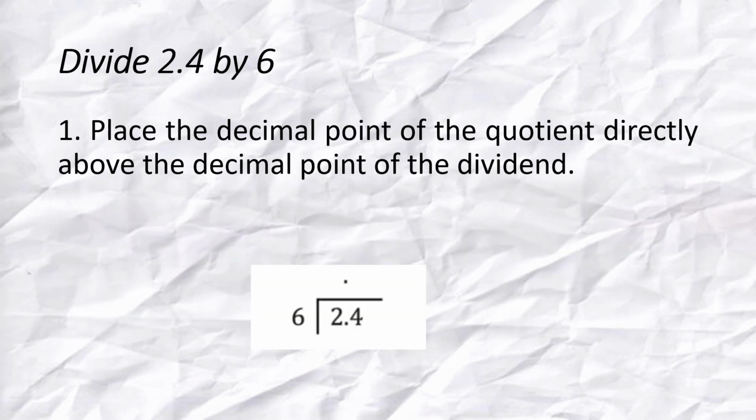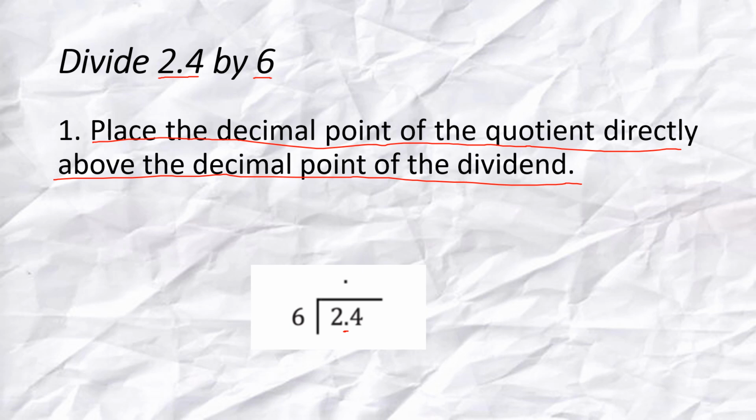Divide 2.4 by 6. Take note that the first number here is your dividend, which is 2.4, while the second number is your divisor, which is the number 6. For step 1, it says here, place the decimal point of your quotient directly above the decimal point of your dividend. So as you can see here, the dividend is 2.4, and then at the top, which is the place where you write your quotient or the answer for the division, you just have to align the decimal point with your dividend. So if you will write it, it must be like this.